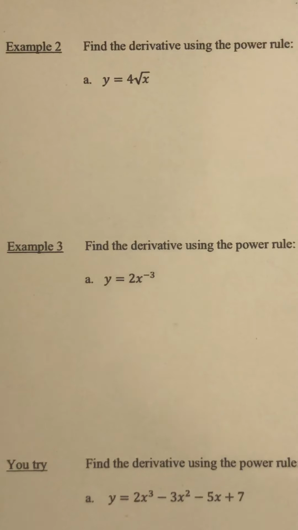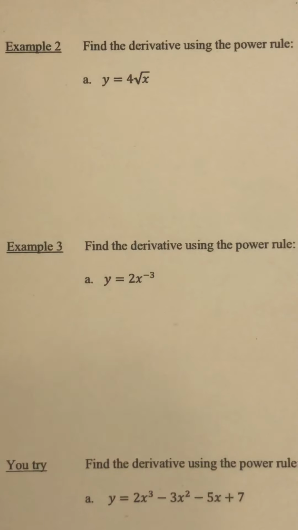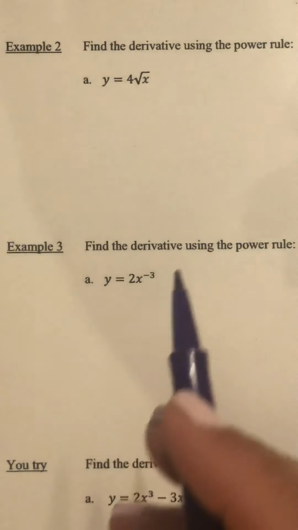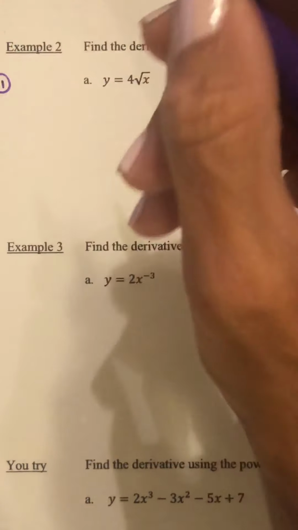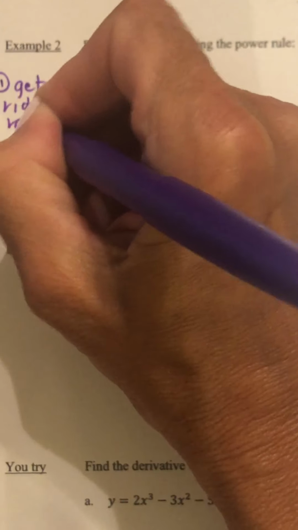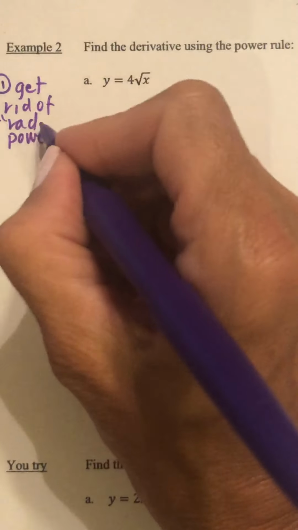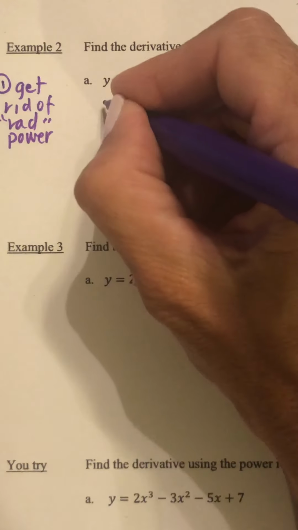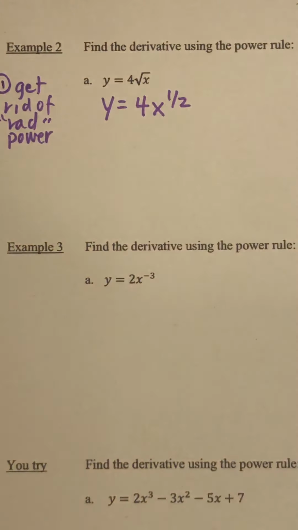We have to find the derivative using the power rule. Like I said before, anytime you see a radical, anytime you see something on the bottom, you've got to bring it back up. So the first thing you're going to do here is get rid of the radical and change it into a power. So make this into y equals 4x to the 1/2 power, right? Then you can use your rule.